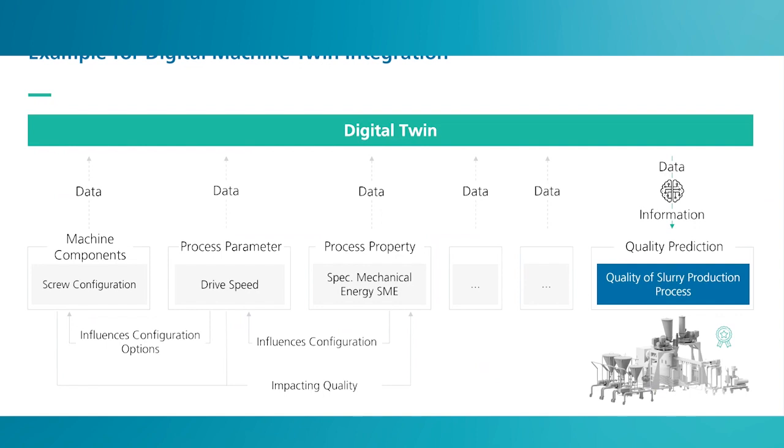And of course, we have process parameters we can configure in there. For example, the drive speed. But also we have a property, which is then coming from the actual process that's ongoing, which is, for example, the specific mechanical energy we bring into the actual mixing in there. And you can see by all those arrows in here, what actually happens is we bring all of the data upwards to the digital twin level in there.